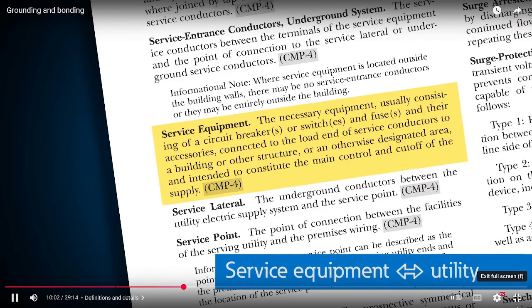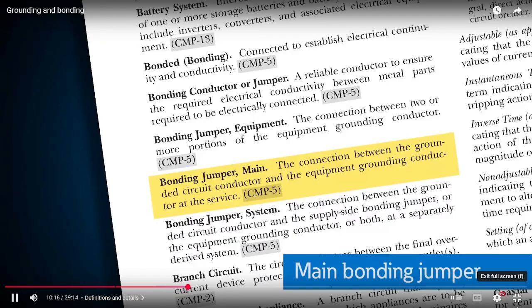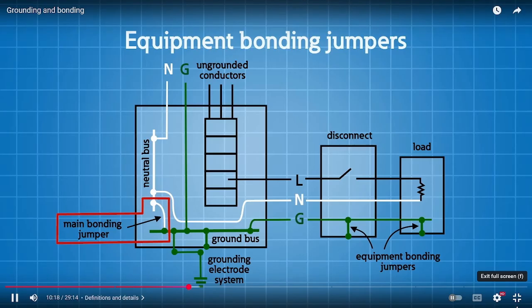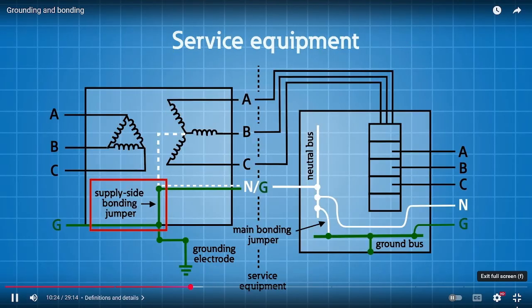Your service equipment, so when we get into service equipment, this is where your utility is connecting into the power distribution system. And in this equipment is where we're going to define some very important bonding jumpers. One of those is the main bonding jumper. The connection between the grounded circuit conductor and the equipment grounding conductor, or the supply side bonding jumper, or both at the service. So this is your main bonding jumper, that point where we pull both of those conductors or those systems together.